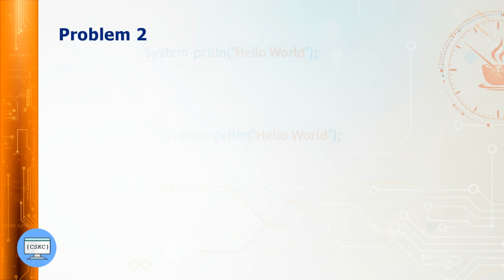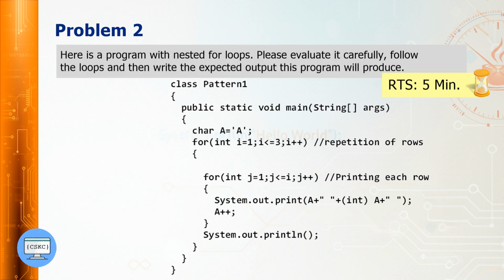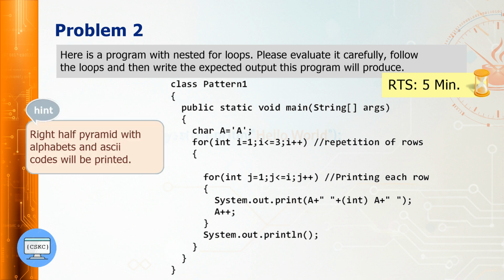Here is problem 2 for you. Here is a program with nested for loops. Please evaluate it carefully, follow the loops, and then write the expected output this program will produce. Please pause the video now and try to solve the problem. Play it further when you need the hint. A right half pyramid with alphabets and ASCII codes will be printed. Pause again now. Replay further when you are ready with the answer.